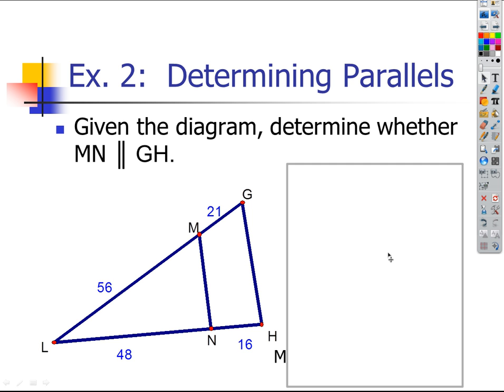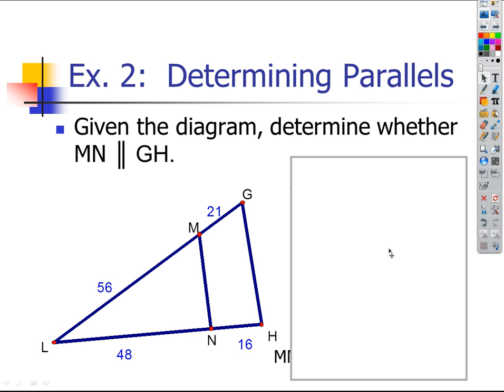Okay, what about this one? All right, so given the diagram, determine whether segment MN is parallel to segment GH. So we stare at that segment. You can come up with a way of doing that. How could we determine if those two segments are parallel?